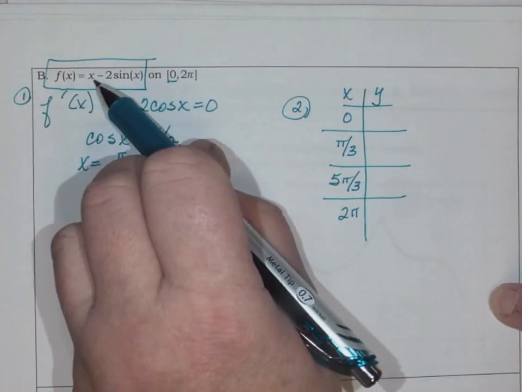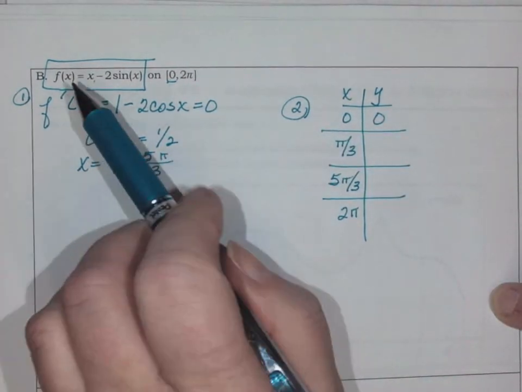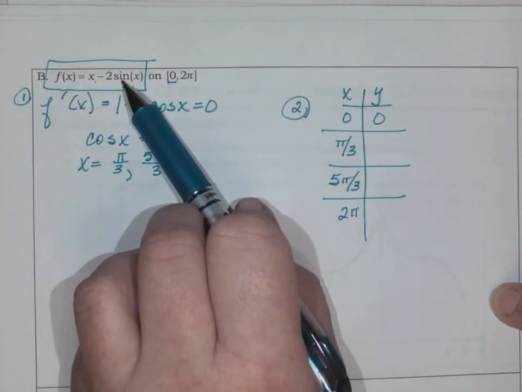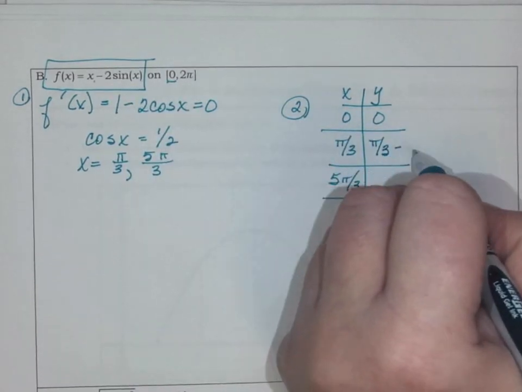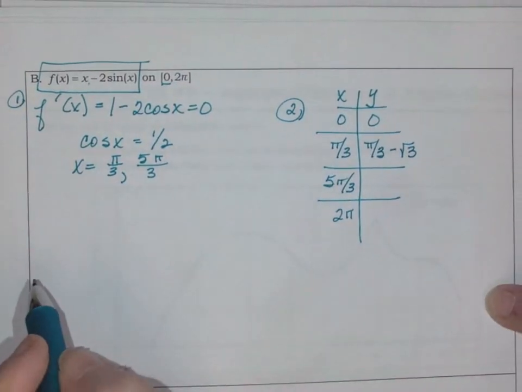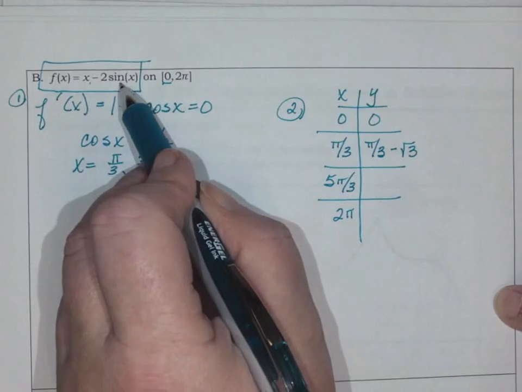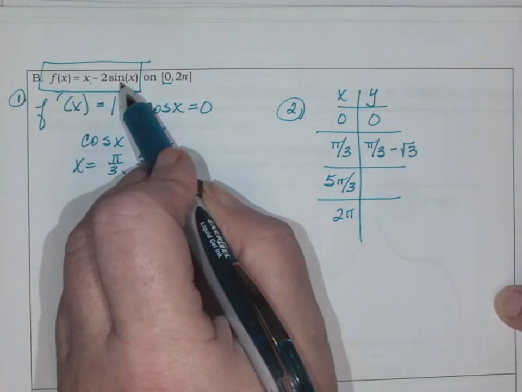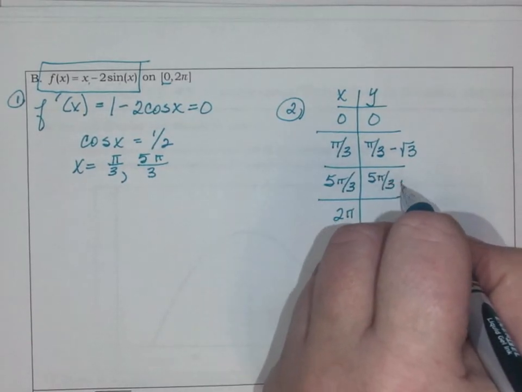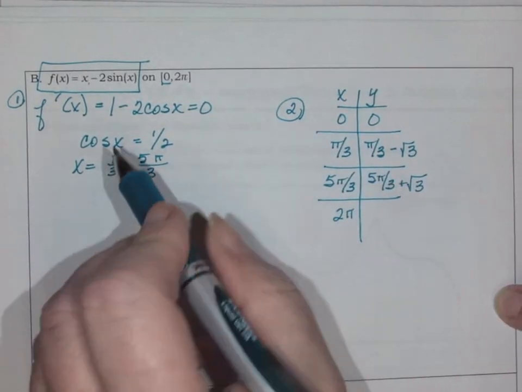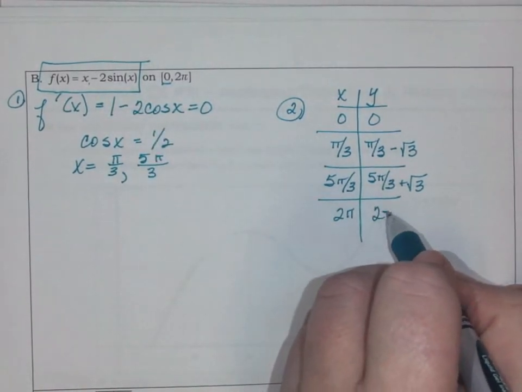So when I plug in 0, I get 0 minus 0. So that's going to be 0. Okay, sine of pi over 3 is square root 3 over 2. So I have pi over 3 minus square root 3. And then 5 pi over 3 is going to be a negative square root 3 over 2. So that would be a positive. So that would be 5 pi over 3 plus square root 3. And then at 2 pi, sine's going to be 0, so we'll have just 2 pi.